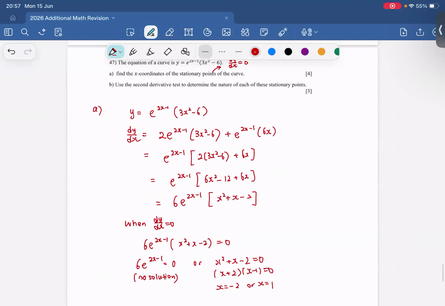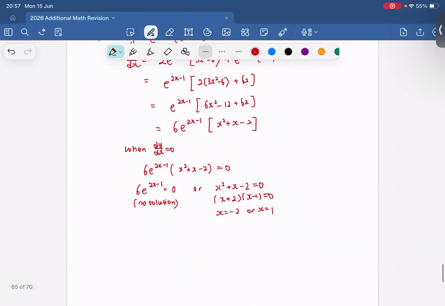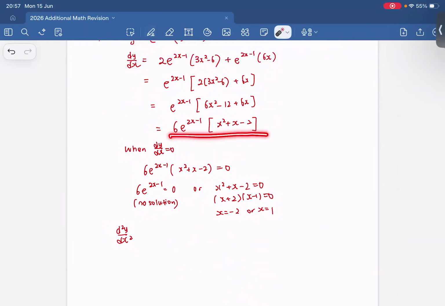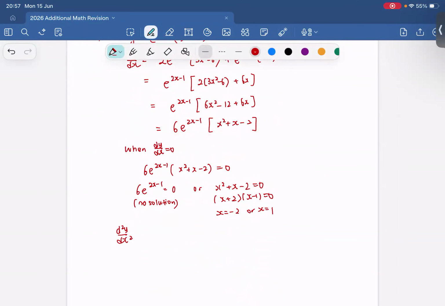Using your second derivative, test the nature of each root. So now I differentiate again. Differentiate from here. So differentiate e, we differentiate 2x minus 1, we multiply 2. So this one we have plus. Okay, do I need to factorize? Do I need to simplify? If you have the confidence to do it, do it.